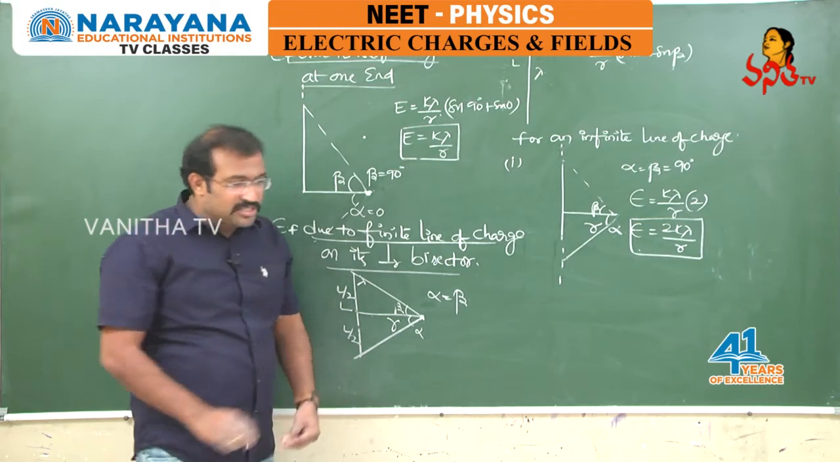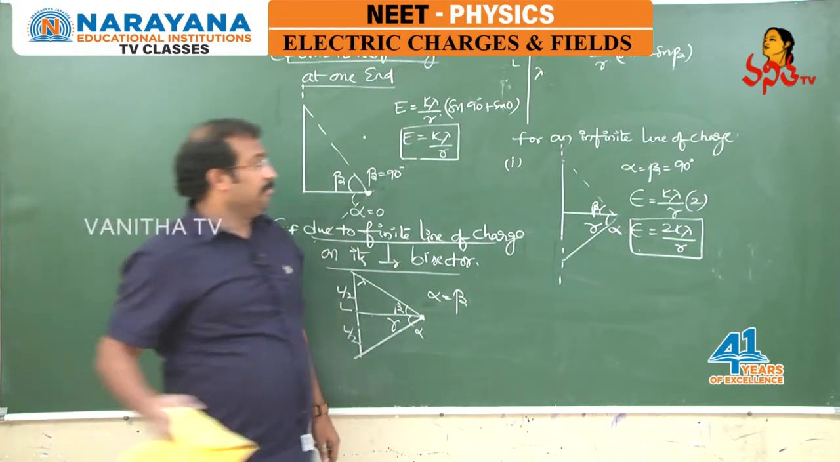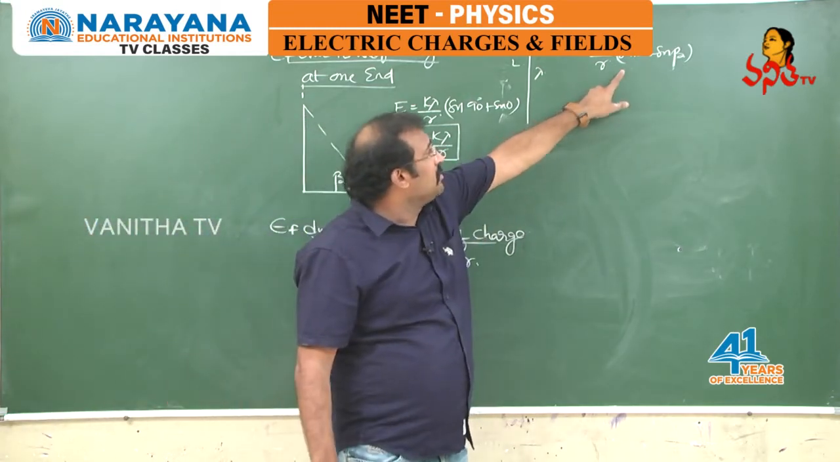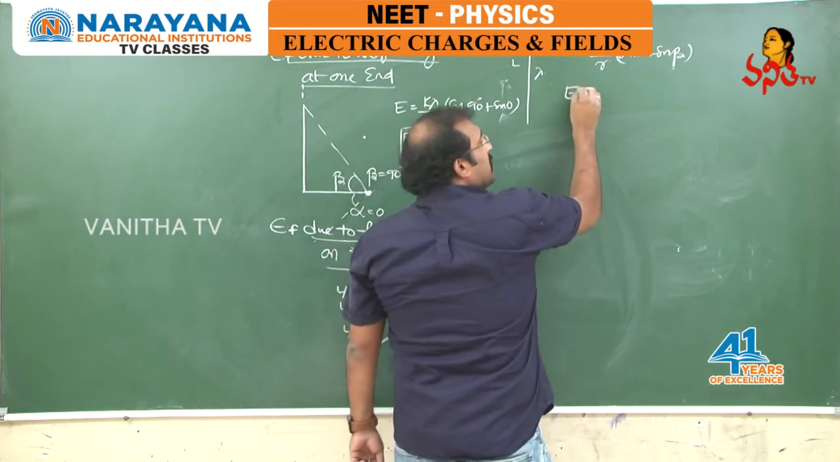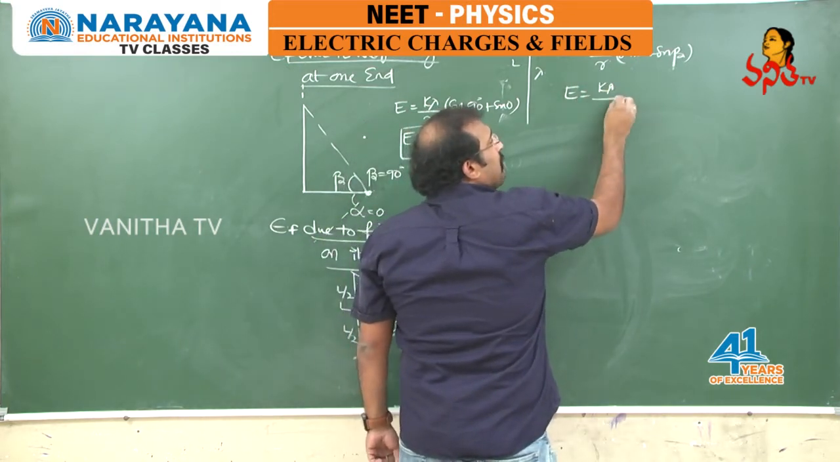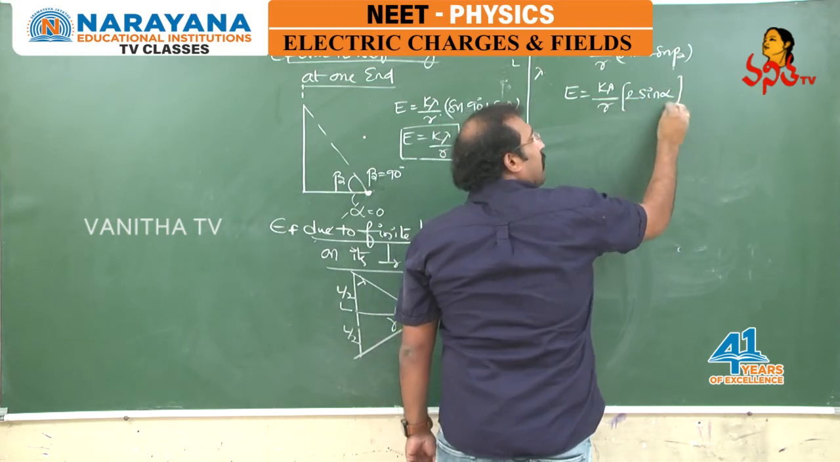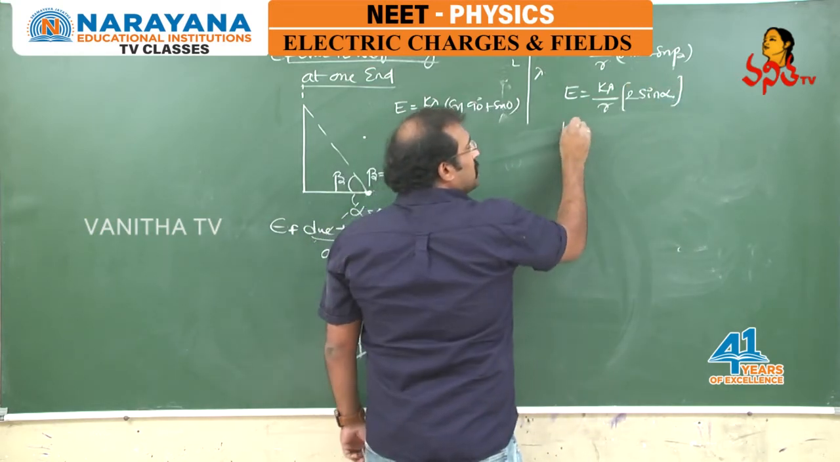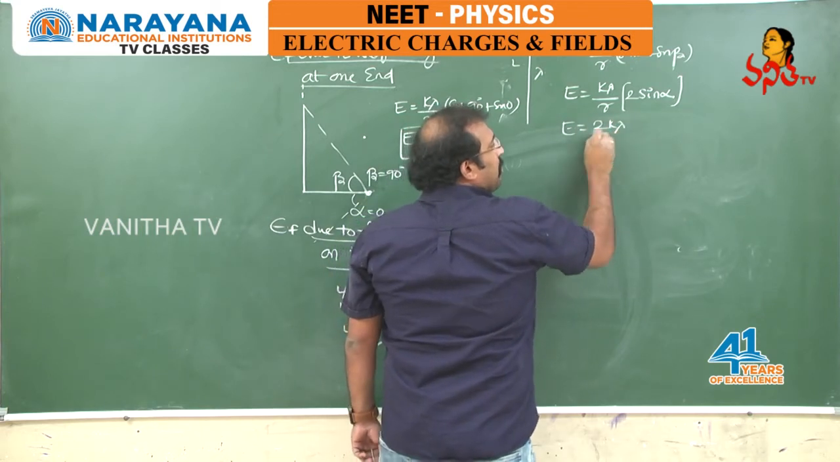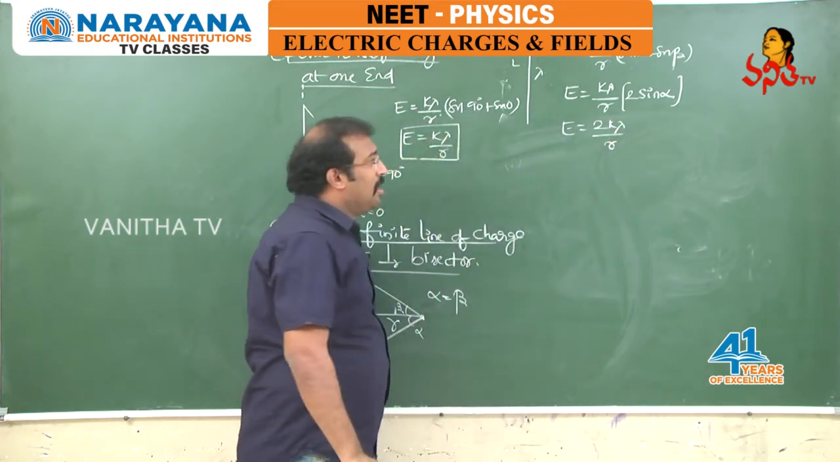Now I can write the electric field. So here alpha is equal to beta. Then I write E is equal to k lambda by r, I can write 2 sine alpha. So E is equal to 2k lambda by r sine alpha.